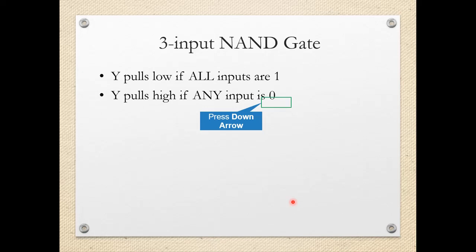Now the 3 input NAND gate. So you can try to draw the circuit diagram for this 3 input NAND gate. For a NAND gate, you should remember that P MOSFETs are connected in parallel and N MOSFETs are connected in series. So instead of 2 P MOSFETs, now we'll be using 3 P MOSFETs and 3 N MOSFETs because it is a 3 input NAND gate. So Y, that is the output, pulls low if all the inputs are 1 and Y pulls high if any input is 0.